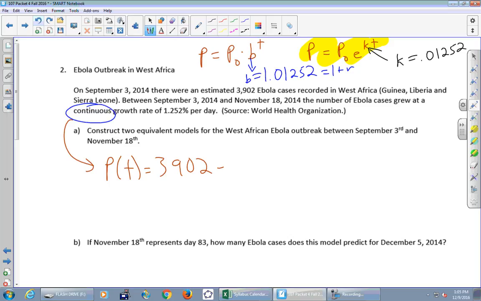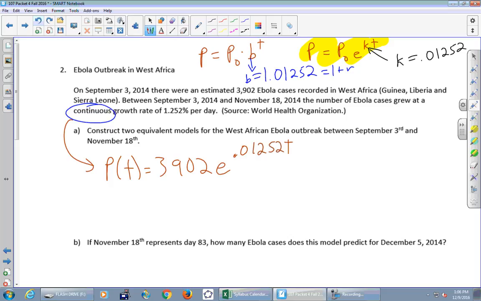E is just E. K is the percentage, 0.01252. T is T. So that's it. That's the formula that will approximate how many cases of Ebola happened at any moment in time, T. You want to know 5 days after the start of this experiment, just plug in T equals 5 and you'll get a number of Ebola cases. 40 days in, just plug in T equals 40.